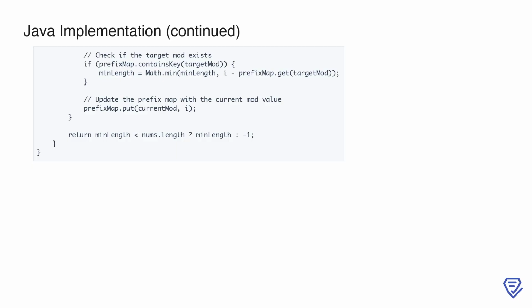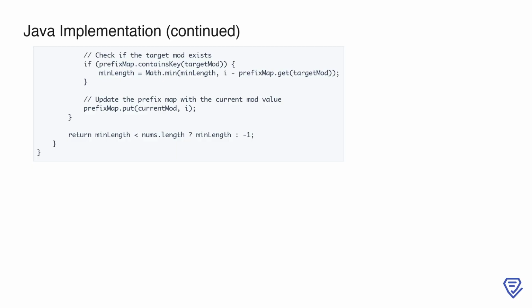After processing the current element, we update the prefix map by storing the current modulo and its index, ensuring we keep track of all potential prefix sums for subsequent iterations. Finally, after the loop completes, we return min-length if it was updated to a value less than the array length. Otherwise, if no valid subarray was found, we return -1 to indicate it's not possible to make the sum divisible by p. This implementation efficiently handles the problem using modular arithmetic and a hash map for constant time lookups, ensuring an optimal solution.